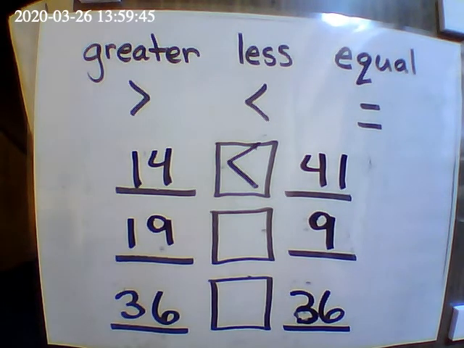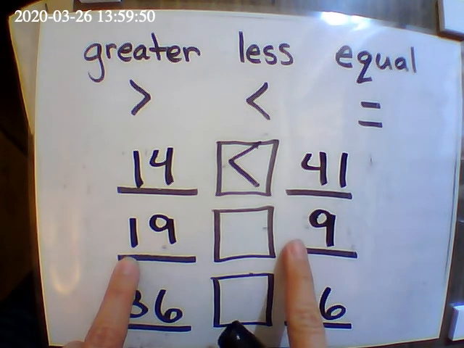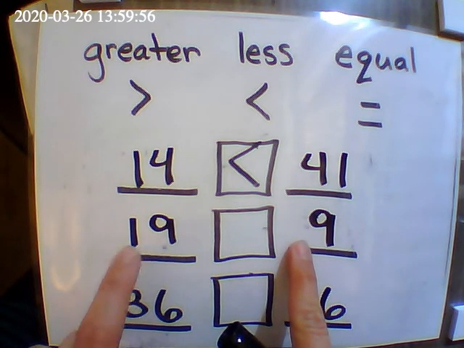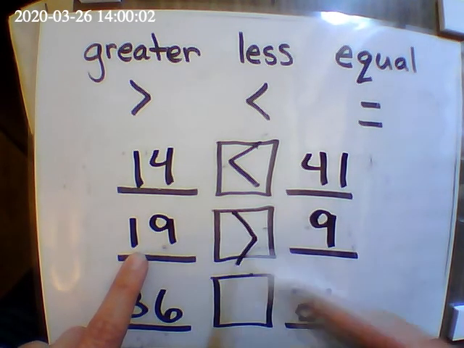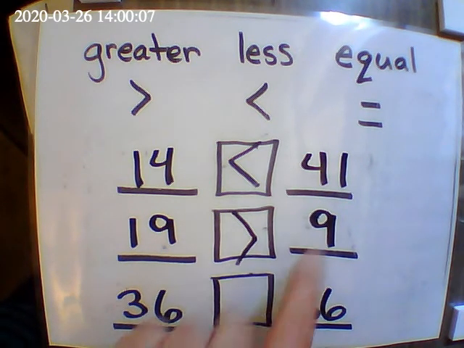On the next one, touch the tens. There's 1 ten in 19, but there's 0 tens in 9. 19 and 9. Which one is the greater? 19, because it has 1 ten. 9 has 0, so 0 is smaller than 1. The way we'll read this, 19 is greater than 9.